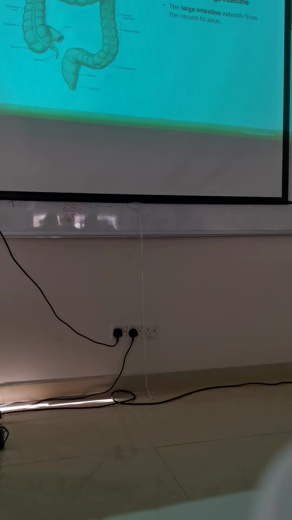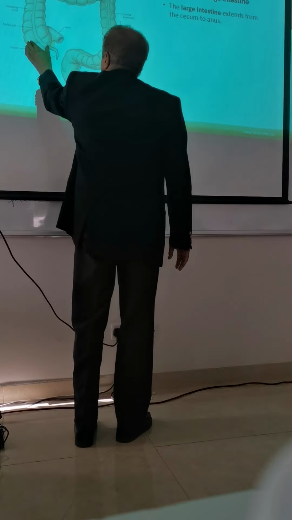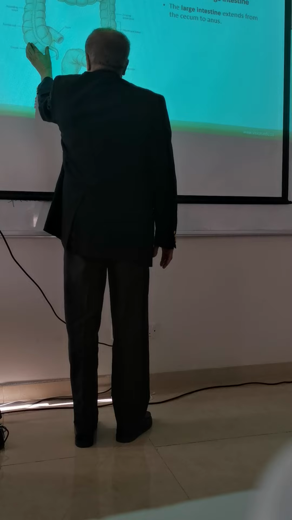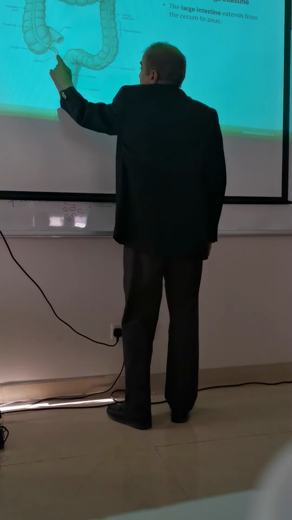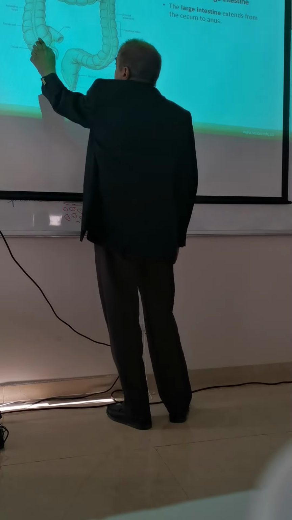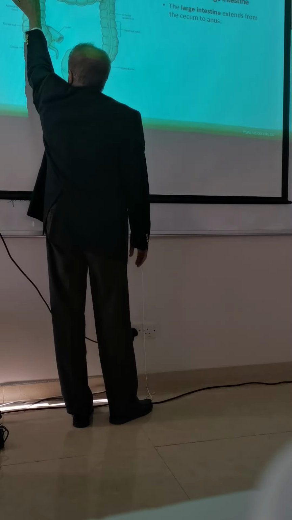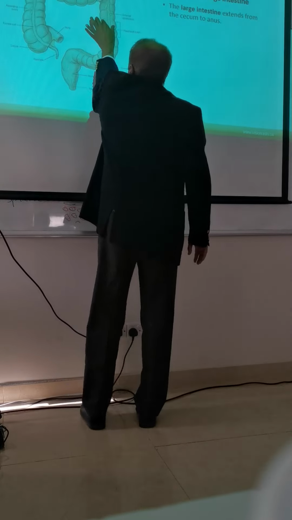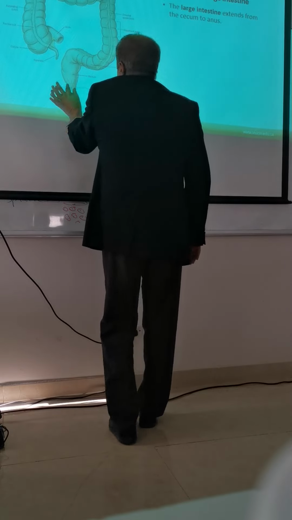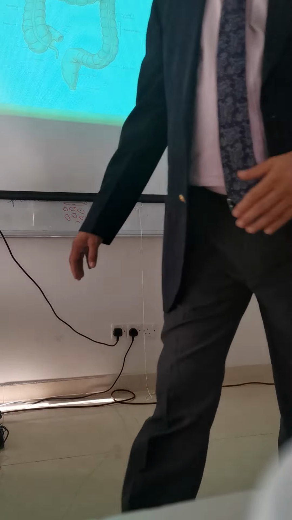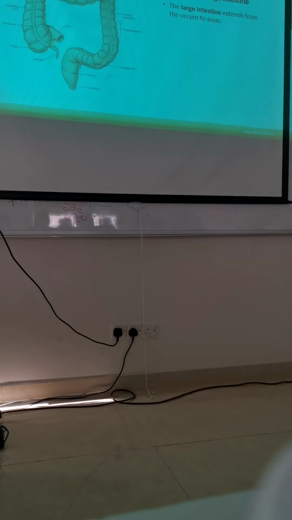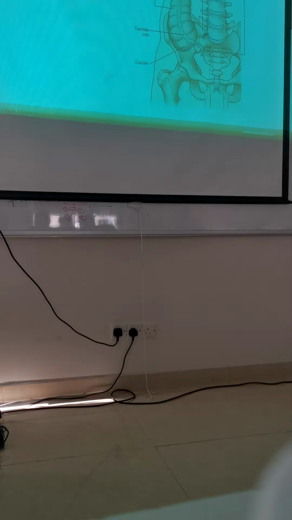Now we move to the large intestine. The large intestine starts from the cecum. Then the cecum has the appendix, then the ascending colon, transverse colon, descending colon, sigmoid colon, rectum and anal canal. So this slide shows it like this.